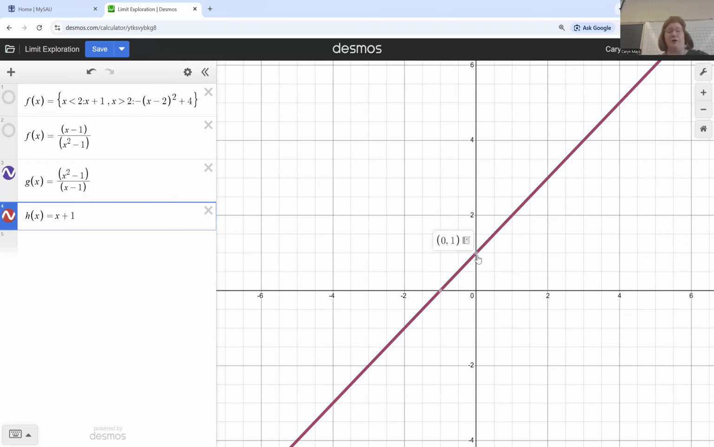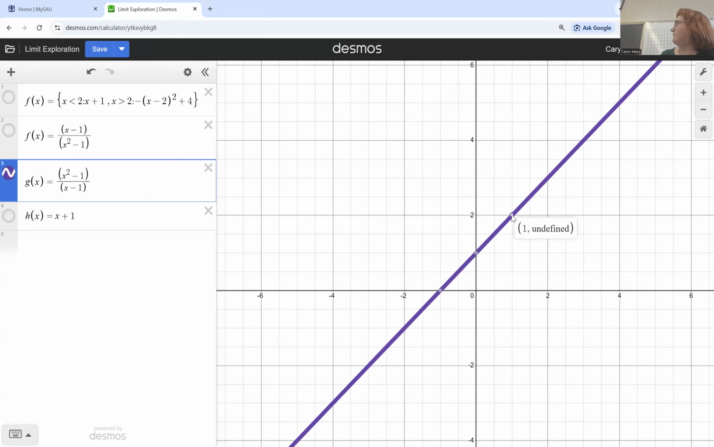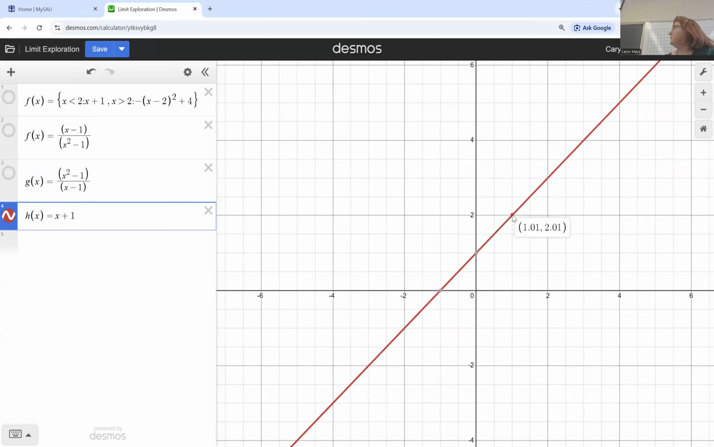The issue is on G, if I look at where 1 is, it tells me it's undefined. If I look at H, and I look where 1 is, it actually gives me a value. Gives me 2. The task that this big theorem is stating is, can we figure out that function that's the same, but actually defined at that point?